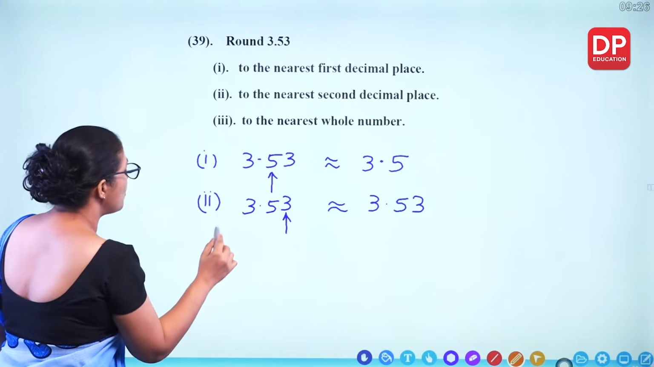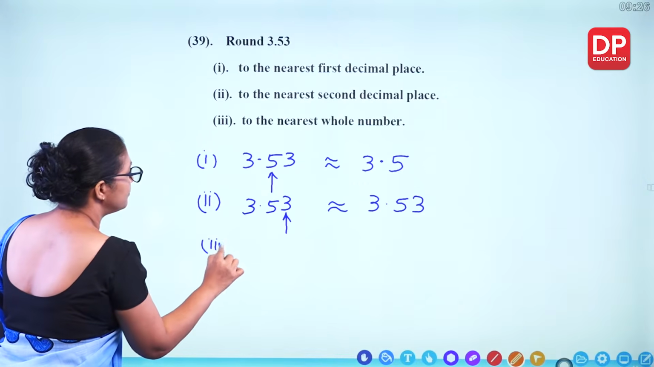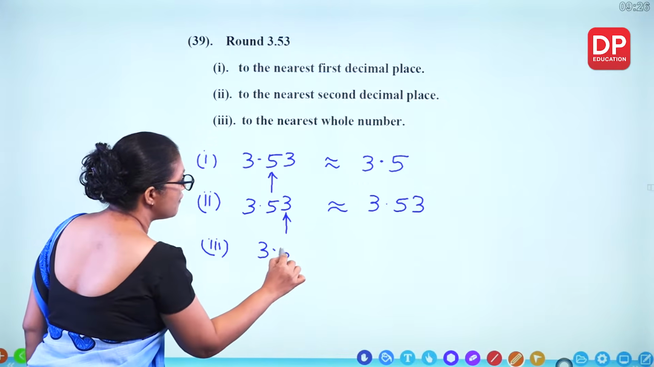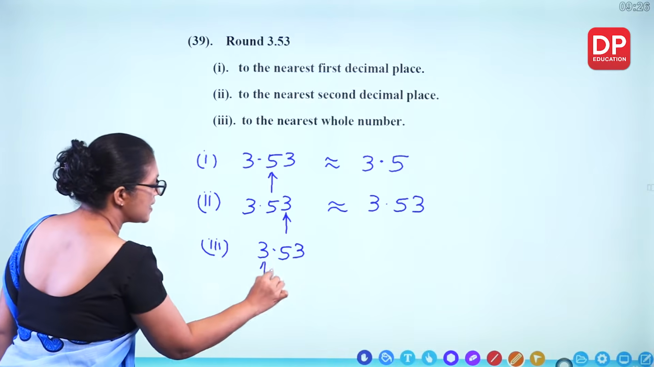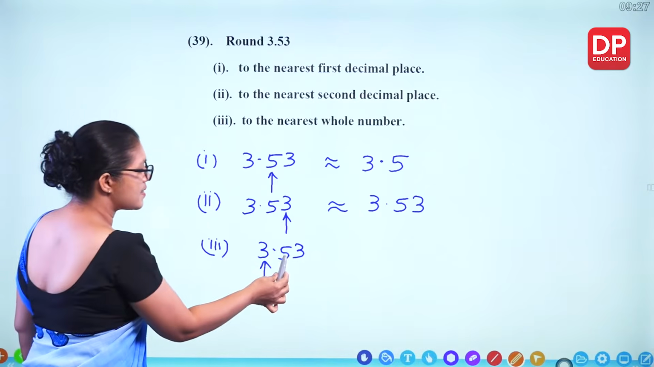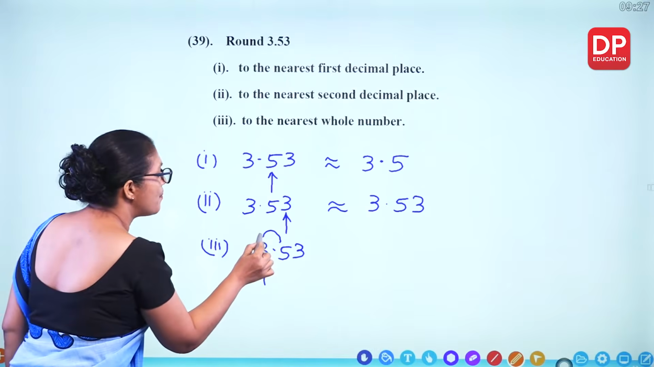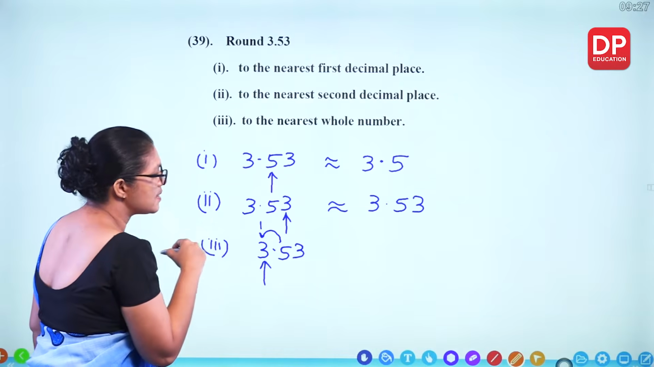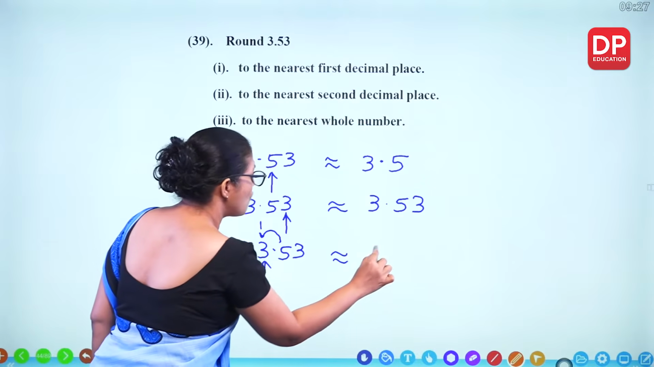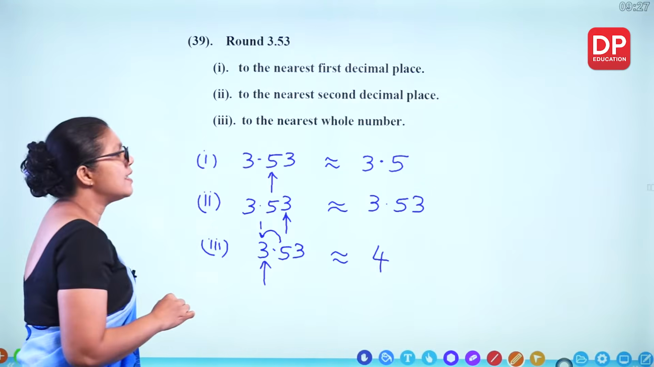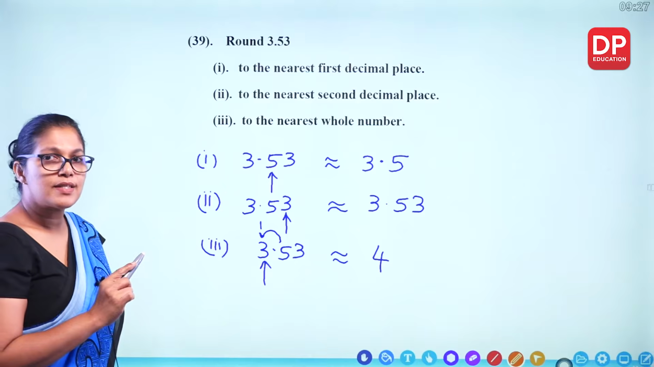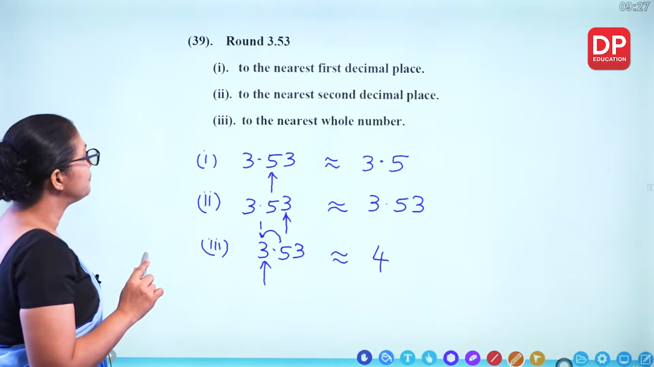To the nearest whole number. So 3.53. Whole number is this. So the next digit is 5. 5 or more, you are adding 1 to the previous one. So what's the answer? You get 4. 4 is the number to the nearest whole number.